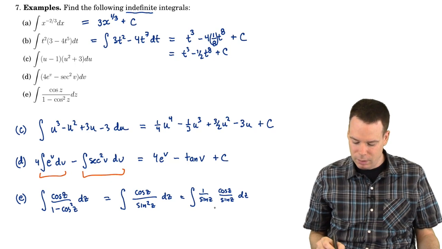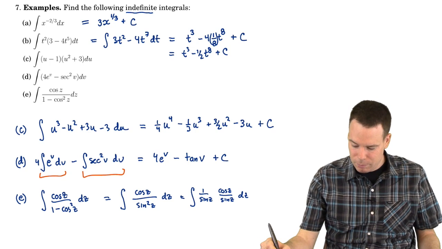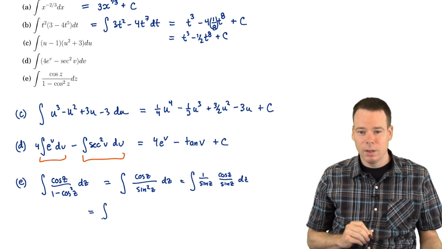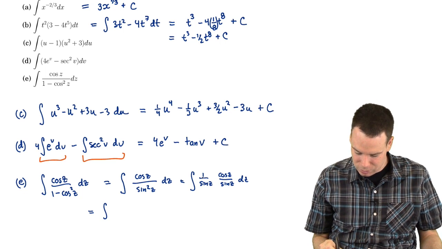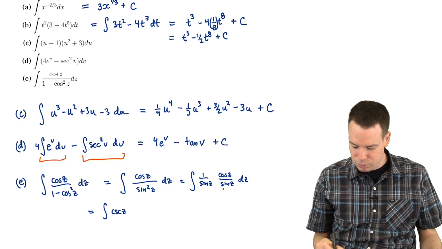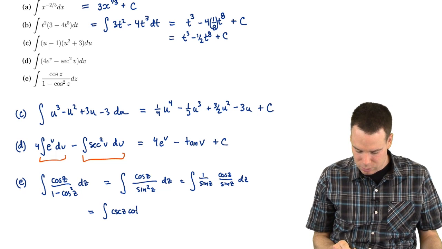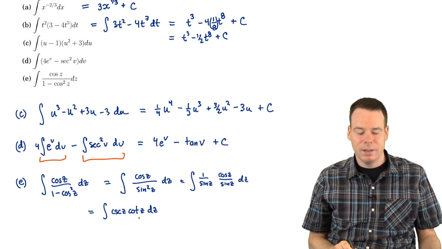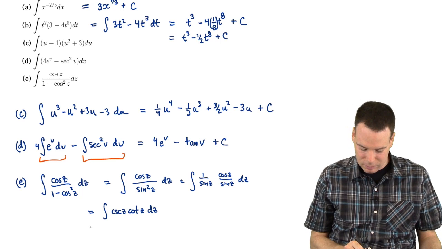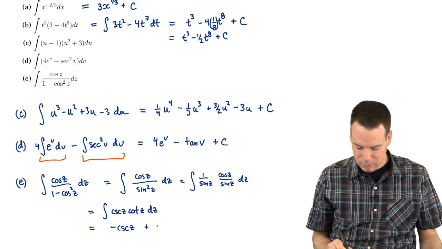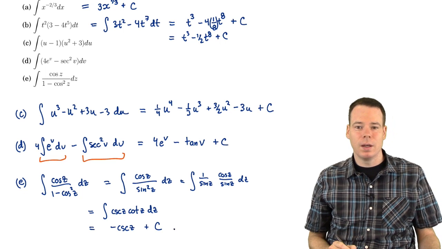Now you may be thinking that, well, that doesn't look any simpler. But now, if we just rewrite it in terms of equivalent trigonometric functions, 1 over sine is cosecant z, cos over sine is cotangent z dz. At this stage, we see that this is exactly the derivative of negative cosecant. So this is negative cosecant z plus our constant of integration. And so there we're done.